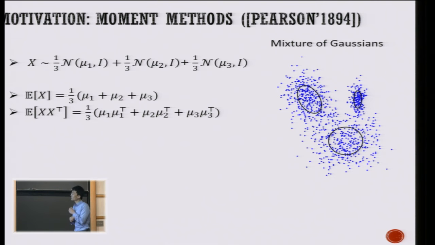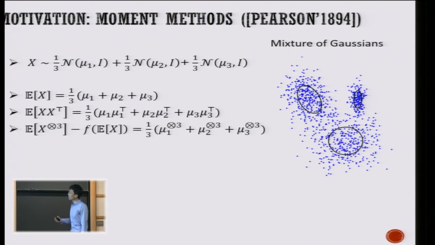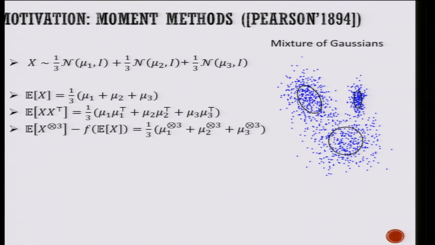So the idea is the following. We can always estimate the moments of a distribution pretty accurately with samples. Let's calculate the moments. In this specific example, the first moment is going to be the average of the means, and the second moment is going to be the average of mu_i mu_i transpose. From these two moments, we couldn't determine mu1, mu2, mu3, because there's a rotational invariance in it. However, if you look at the third moment, we need to do a little bit of calibration to subtract some function of the first moment. I just didn't write it down, it's a simple formula. Then we are going to get the 3-tensor defined by the means.